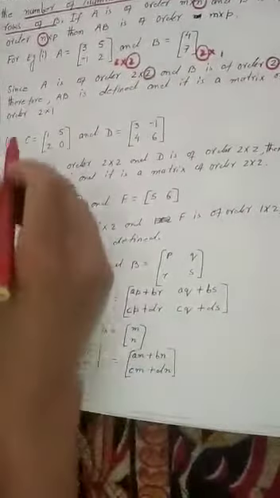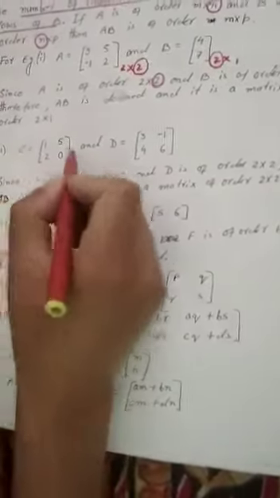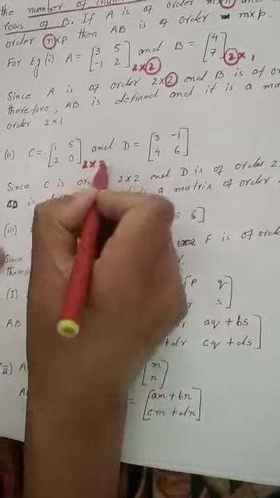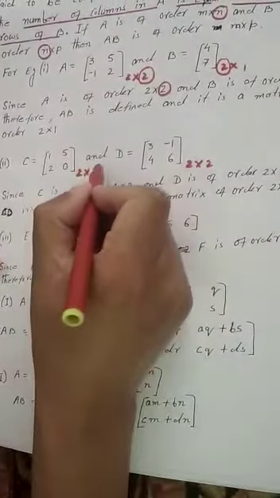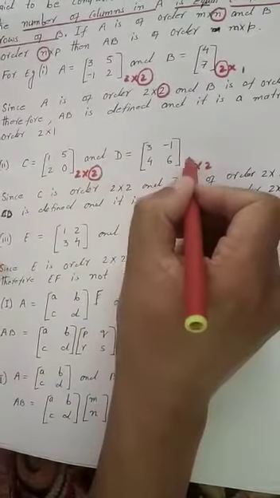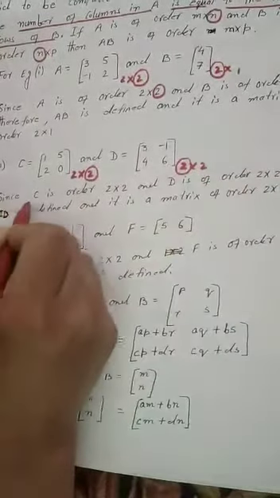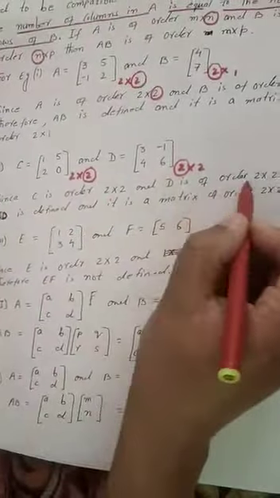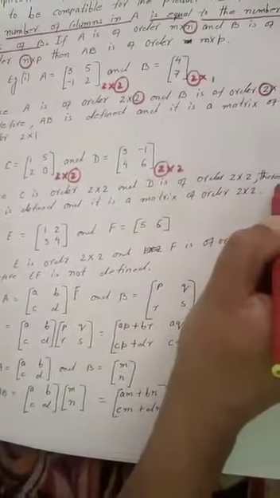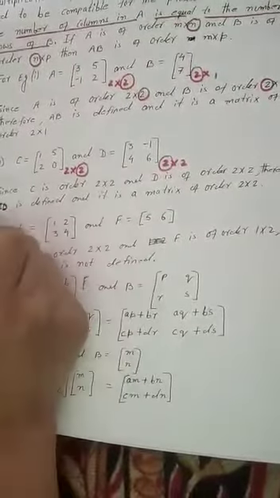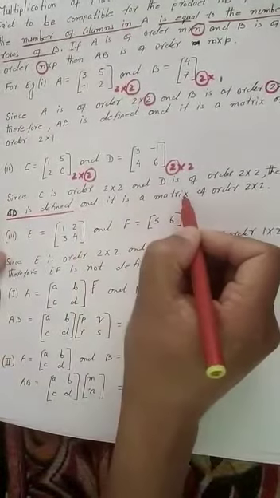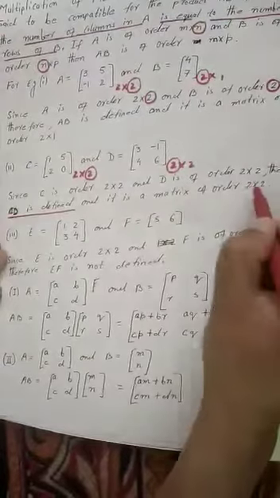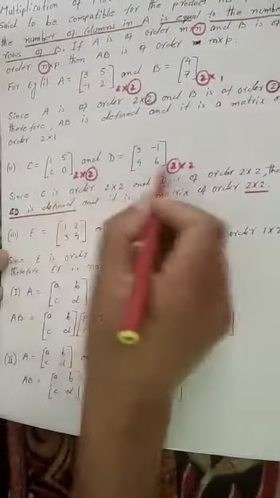Second example I am giving you: C is of order 2 by 2 and D is also of order 2 by 2. So the number of columns out here is 2 and the number of rows out here is 2. So the order of C is 2 by 2 and the order of D is 2 by 2. Therefore CD can be defined. That means you can multiply CD, and the order of the product matrix, the answer matrix, will also be 2 by 2, 2 by 2.